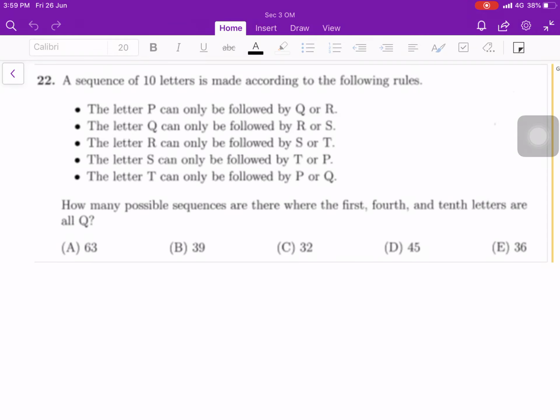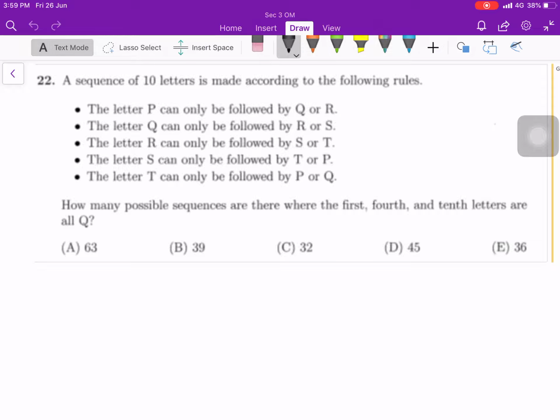Okay, let's look at question number 22. It says that a sequence of 10 letters is made according to the following rules. The letter P can only be followed by letter Q or R. The letter Q can only be followed by R or S. The letter R can only be followed by S or T. The letter S can only be followed by T or P. And the letter T can only be followed by P or Q. How many possible sequences are there where the first, fourth, and 10th letters are all Q?